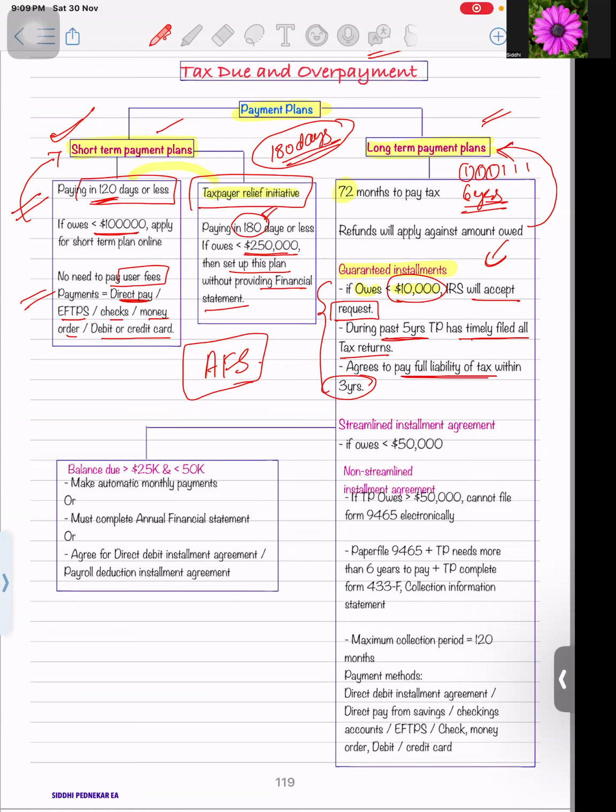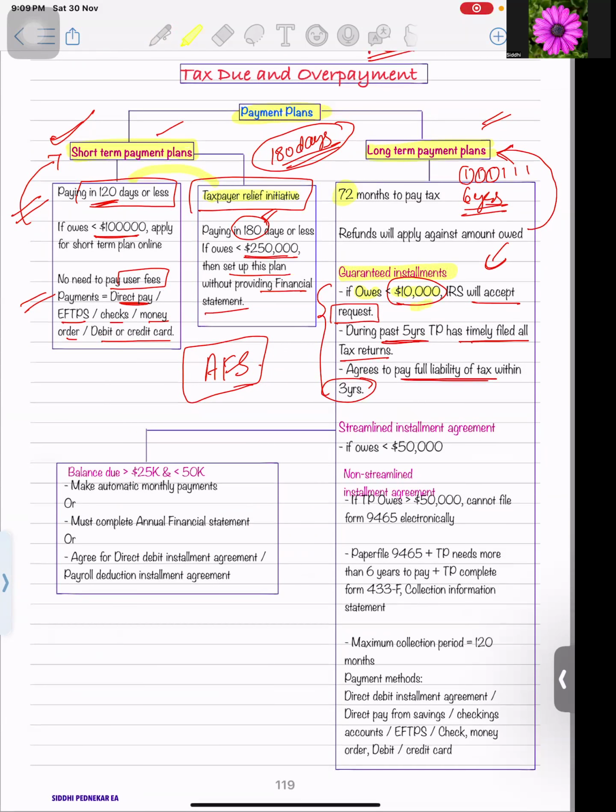Next is the streamlined installment plan. In that case, if you owe more than 10,000 but up to 50,000, then you can enter into a streamlined installment plan. This is also a plan where automatic monthly payments will be made, or you must complete an annual financial statement. Or you should agree to a direct debit installment agreement or payroll deduction. Payroll deduction means they will straight away inform your employer that while paying the salary wages, a minimum of, let's say, 2% or 3% should be paid to the government from their paycheck.